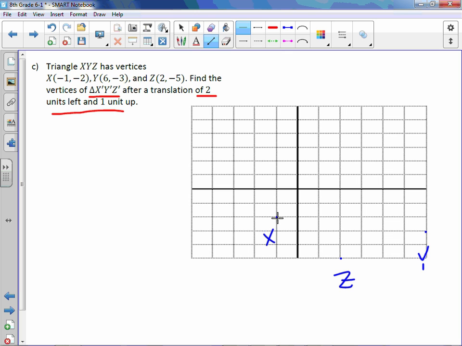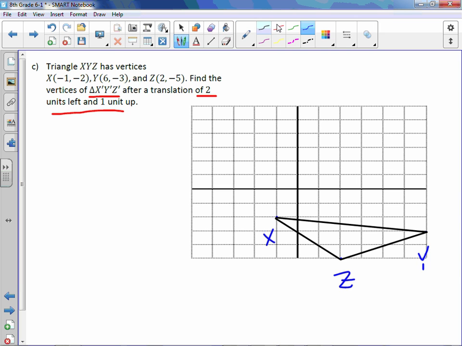Use a ruler. Draw your shape. There's XYZ. That was step 1. Step 2 is to do the translation. 2 left and 1 up. This is X prime. Y, 2 left, 1 up. This is Y prime. And Z, 2 left, 1 up. This is Z prime.